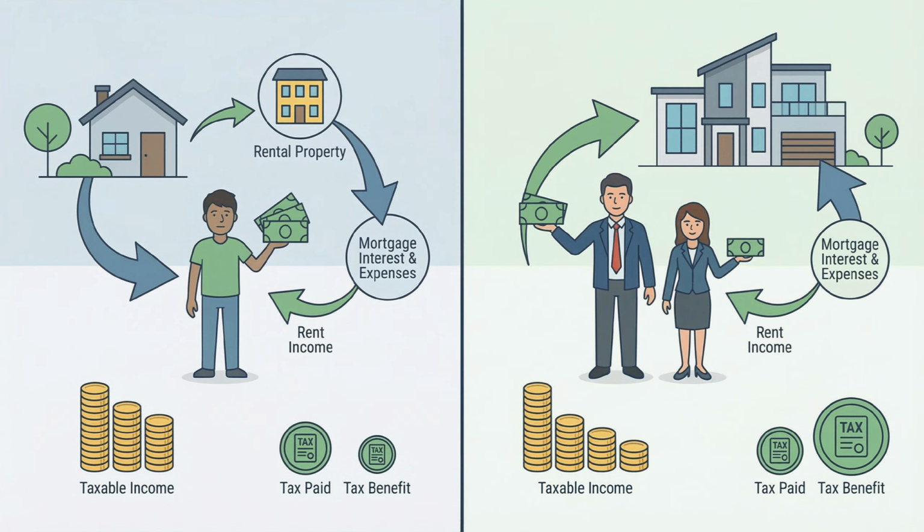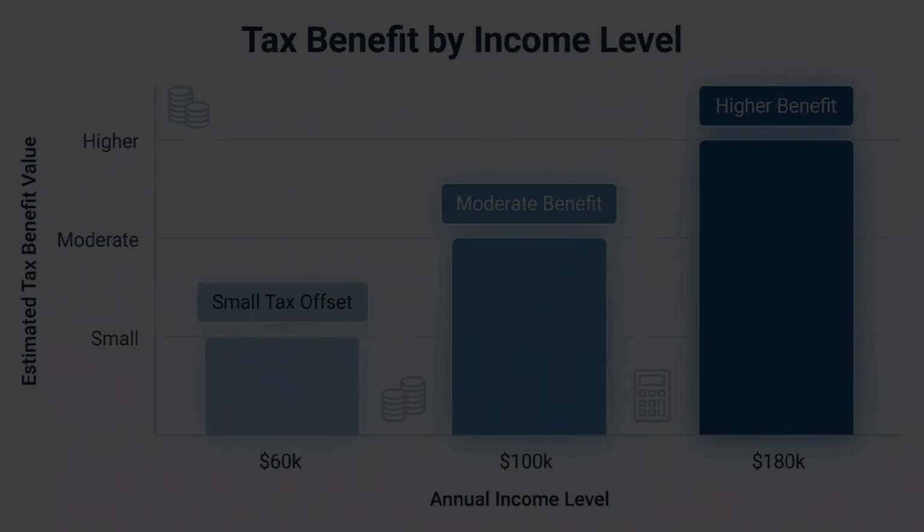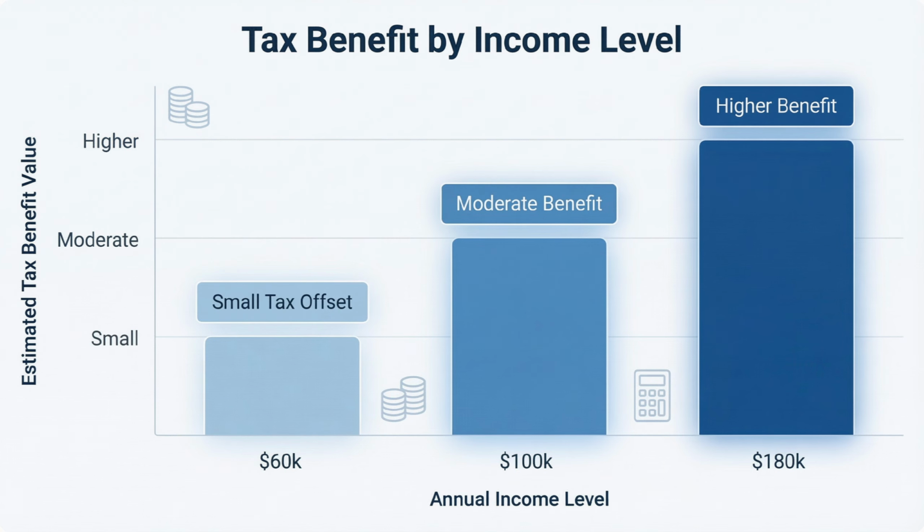It's also important to understand that negative gearing works differently depending on income level. Higher income earners usually benefit more because they sit in higher tax brackets. For lower income earners, the tax benefit is smaller, which can reduce the effectiveness of the strategy.